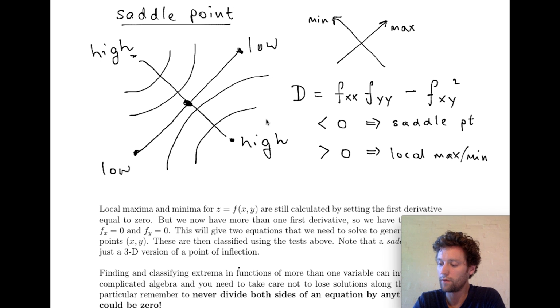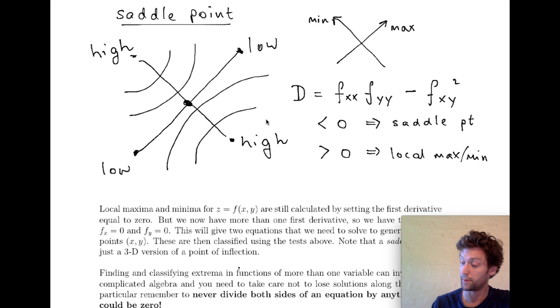Okay, so in the process of looking for these critical points and then categorizing them, what we're going to see is that it involves solving a number of equations simultaneously. And we have to be very careful that as we solve these equations, we don't accidentally throw away legitimate, correct solutions by dividing both sides of an equation by something that could be equal to 0. So we'll see examples of that in the next couple of examples.